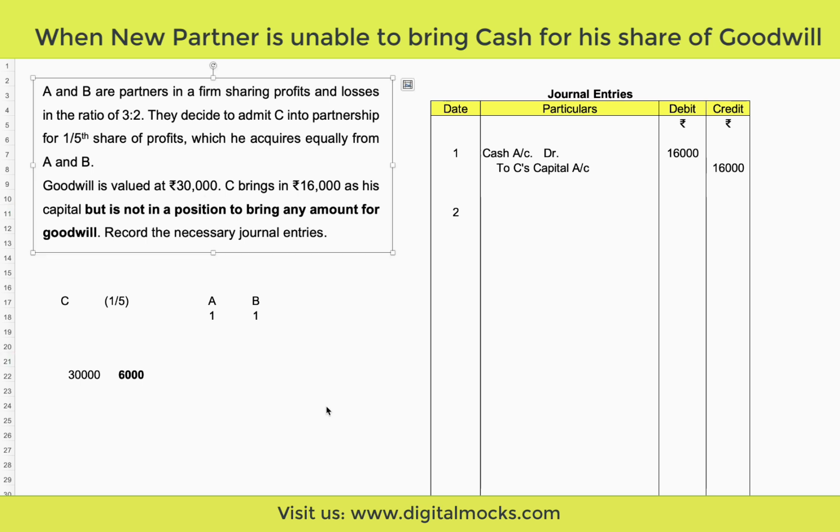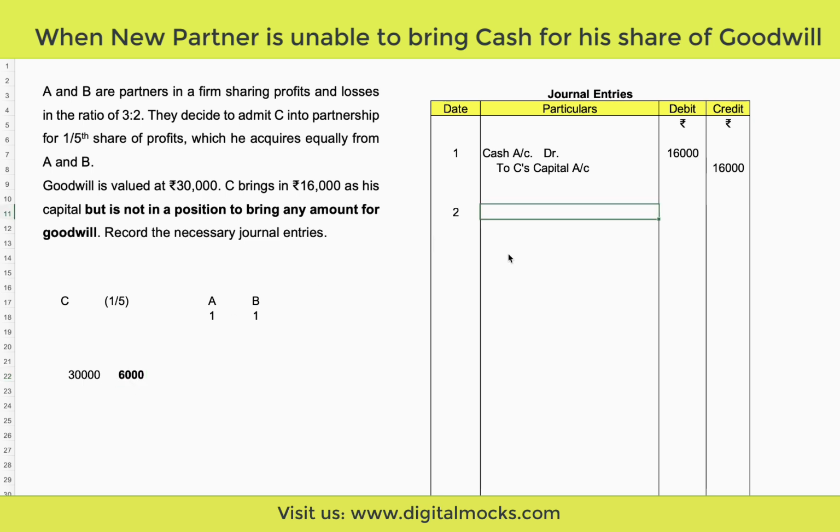The second entry we will pass is for the goodwill. So the firm's goodwill is 30,000 and C's share in that is rupees 6,000, which he is supposed to bring, but he is not able to bring that money. So don't you think that C is one kind of receivable? He is supposed to give this money to the firm, but he is not giving that money. So he is kind of a trade receivable, kind of a debtor. So C owes 6,000 to the firm, but he is not paying.